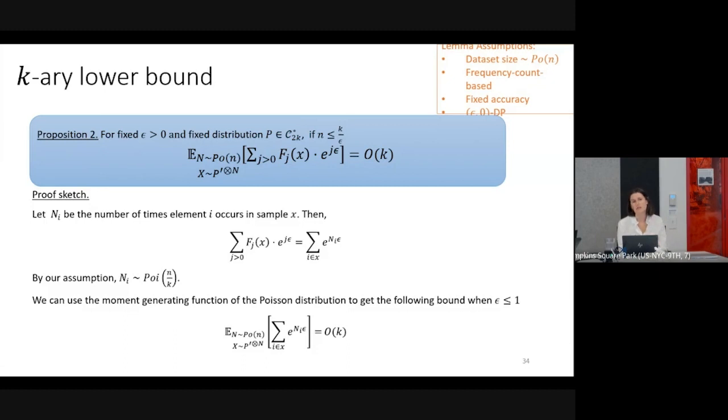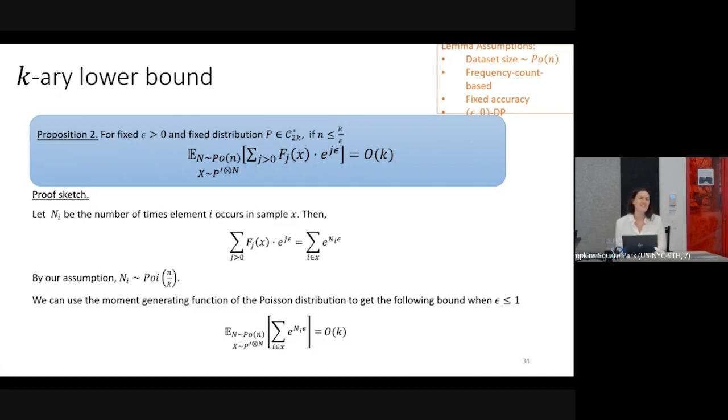Wait, where did you assume that n sub i is Poisson? Or that the total number of elements is Poisson? Oh yeah, if you look at the top. Oh, okay. Yeah, I guess I should have listed it in the proposition as well. But yeah, the assumption that the input data set size is Poisson, with expectation n. Oh yeah, I see. Good.